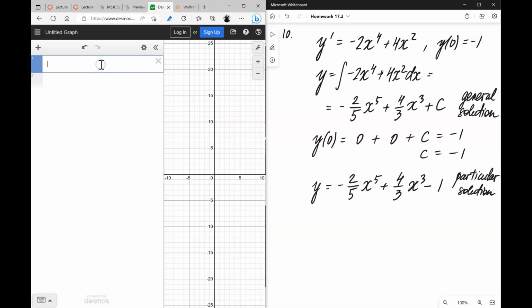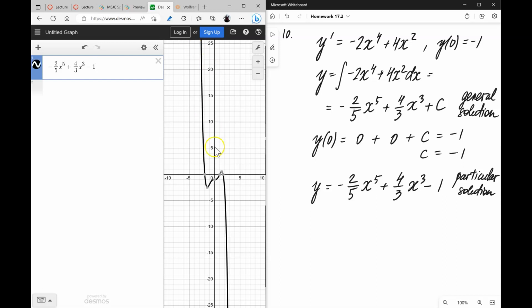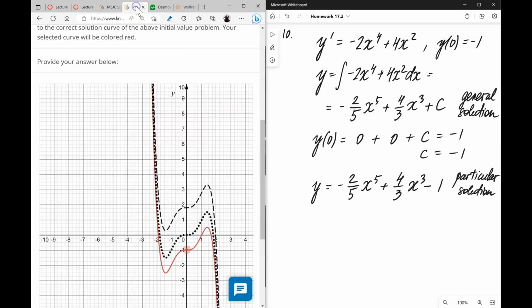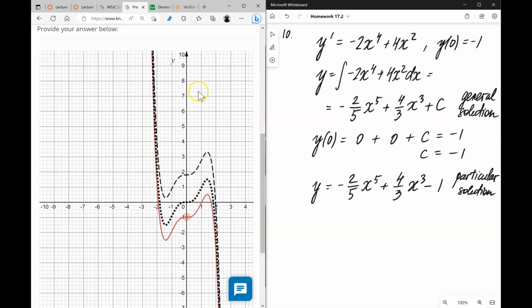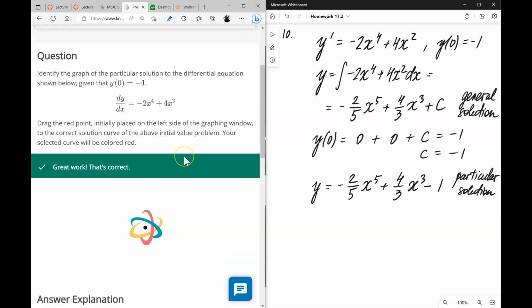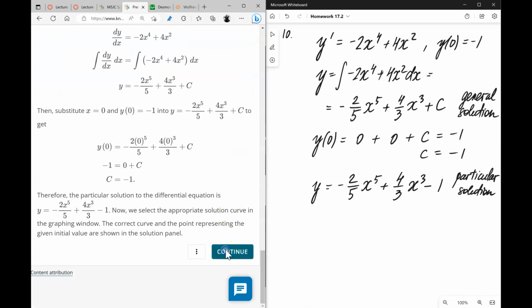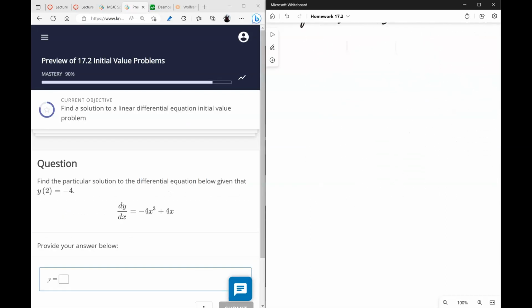But in real life, this is what our solution looks like. So it doesn't hurt for us to just graph it, since the function was easy enough for us to solve by hand, right? So this is what the graph looks like in real life. But in Desmos, we're just asked to pick the right solution. And we picked the one that satisfies the initial condition. So I think that does the job. And let's move on to the next question.